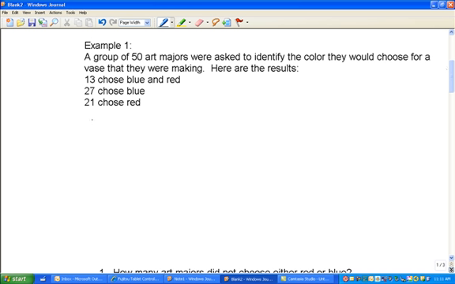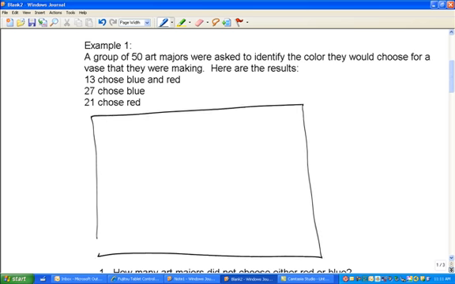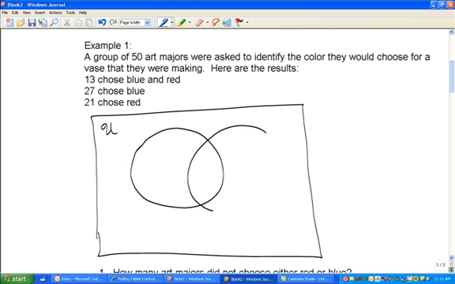And so we're starting out with a problem that deals with 2 sets. So I'm going to draw my universal set. And let's read the problem. It says a group of 50 art majors were asked to identify the color they would choose for a vase that they were making. Here are the results. 13 chose blue and red, 27 chose blue alone, and 21 chose red. Not necessarily alone. That may be what you think, but it may not necessarily mean alone.